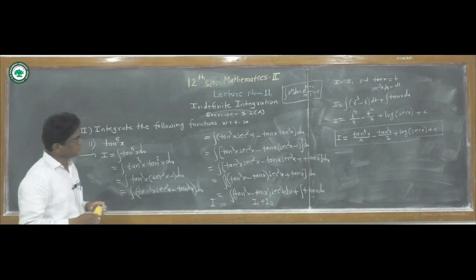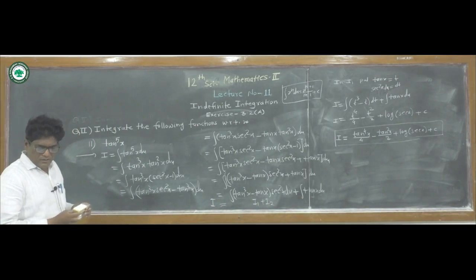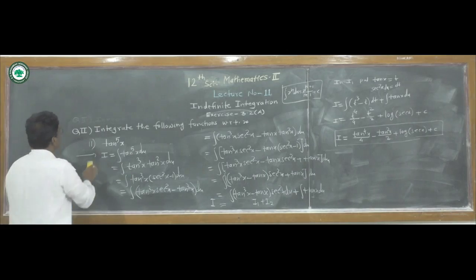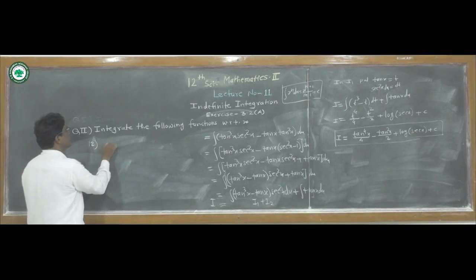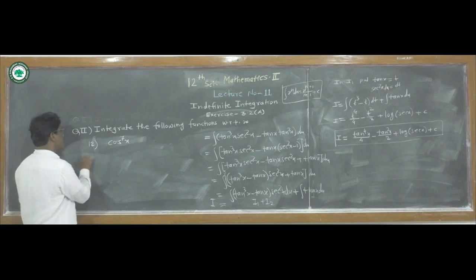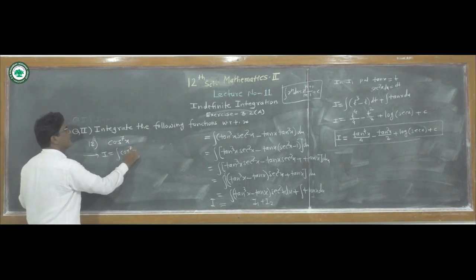Now here take the screenshot and then write in your notebook. Now we see the problem 12th. Problem number 12, cos raised to 7x. Now write this as I, so I is equal to integration of cos raised to 7x dx.